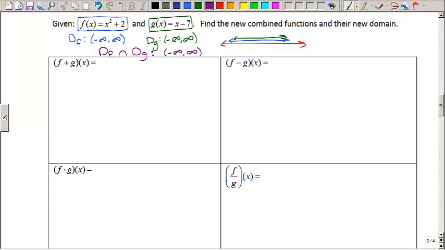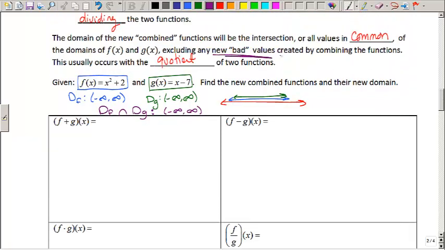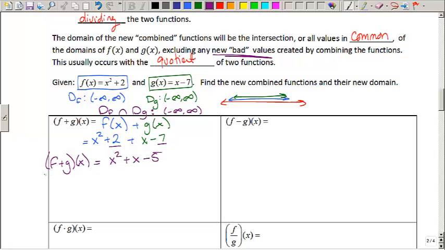But, as I said earlier, if we have any new bad values created, then we're going to have to exclude them from this domain. To find f plus g of x, using the definition, I know it's f of x plus g of x. My f of x is x squared plus 2, plus the g of x, which is x minus 7. So f plus g of x is simply x squared plus x, combining my constants, minus 5. This is my new function f plus g of x.